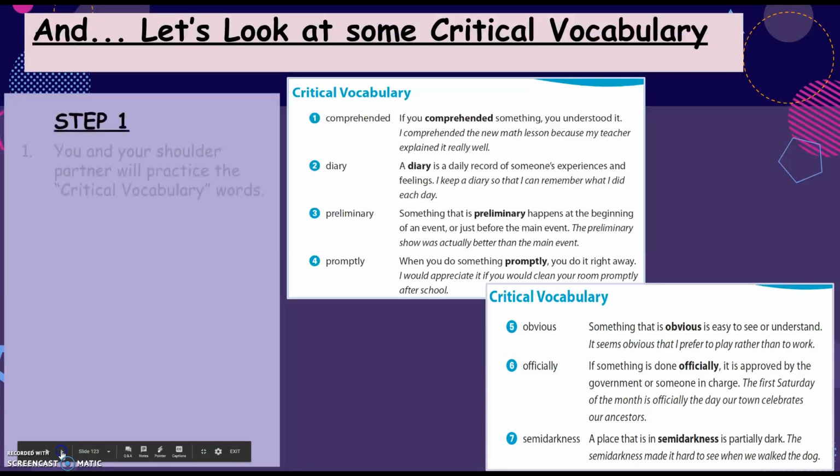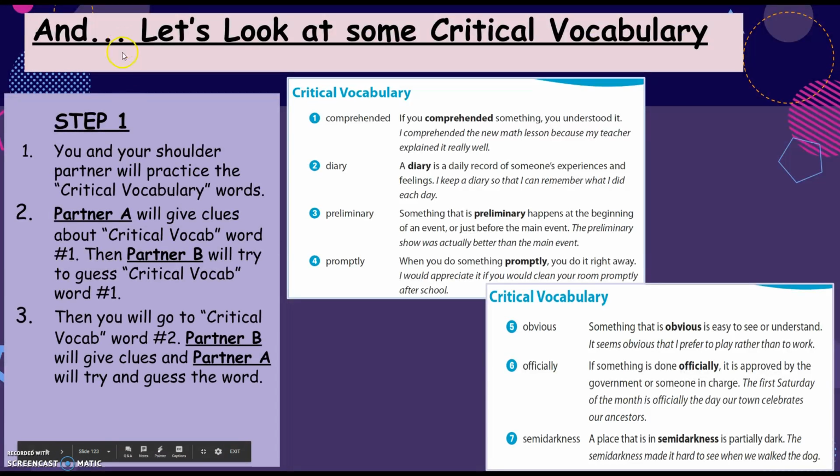So now I want you to look at some critical vocabulary. You and your shoulder partner will practice the critical vocabulary words. Partner A will give clues about critical vocab word number 1. Then partner B will try to guess the critical vocab word number 1.